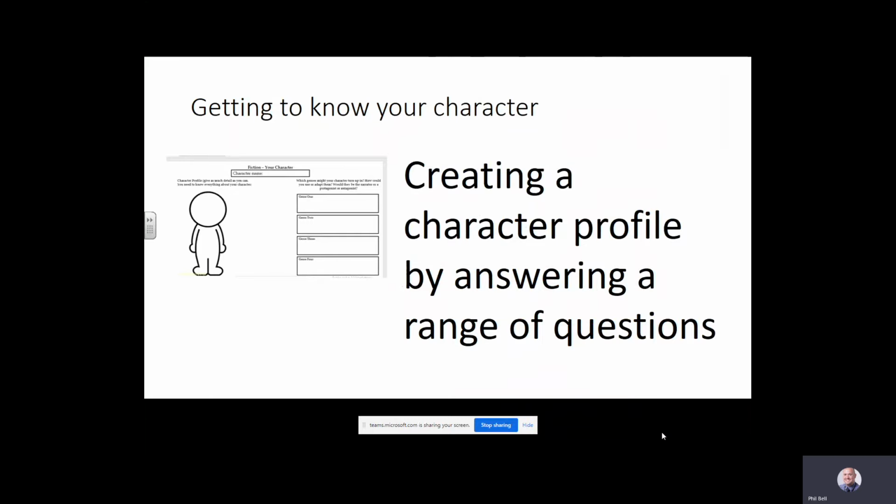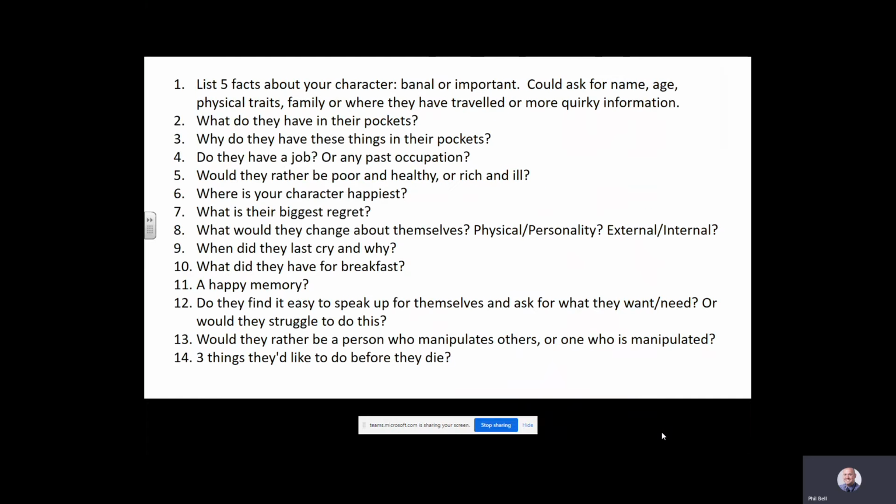Now, if you've got your curator's notebook at home, you could do it in there, but we assume that you don't if you're working from home at the moment. You're going to create a character profile by answering a range of questions. There are in total 14 questions here for you to think about for your character. And I want you to take your time over this. This is more or less the full lesson's worth of work here.